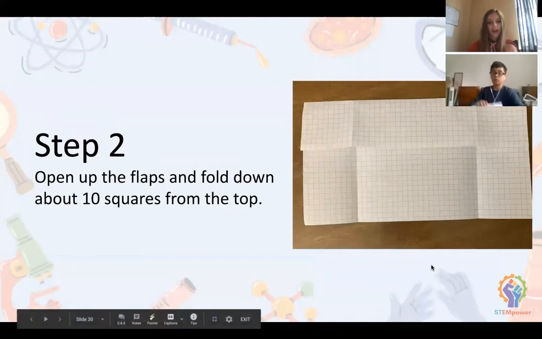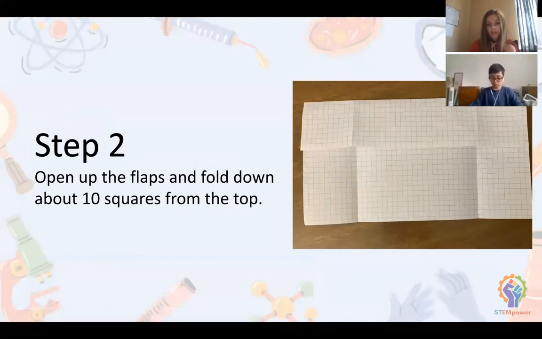Okay, so now we're gonna open up the flaps and fold them down from the top. And so you actually already did that step because you already have, do you still have those folds in your paper? Because you're doing the same thing, so you're just gonna fold it down from the top and bottom instead of from the sides.